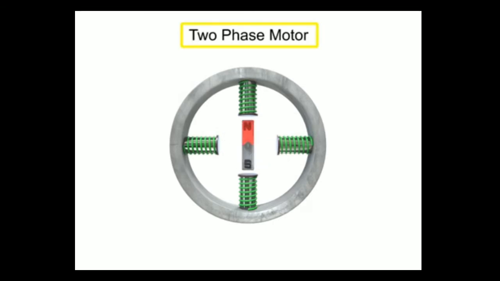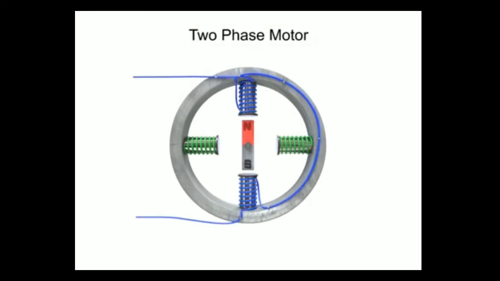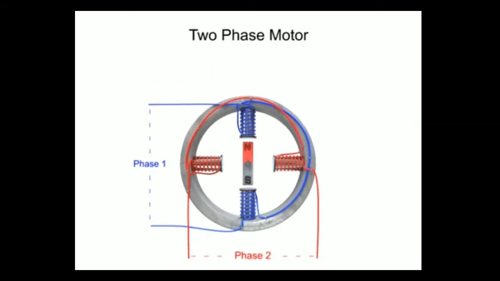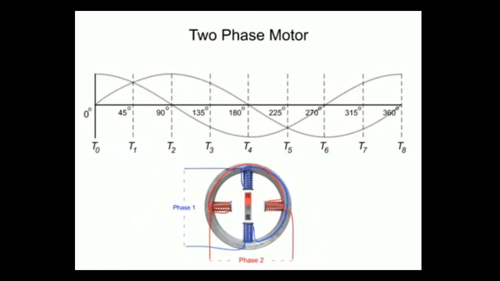This illustration of a two-phase motor has a pair of stators connected to one sinusoidal AC input, referred to as phase 1, and a pair of stators connected to a second sinusoidal AC input, referred to as phase 2. The two sinusoidal waves are 90 degrees out of phase. This phase discrepancy is the key to creating rotation of the rotor.